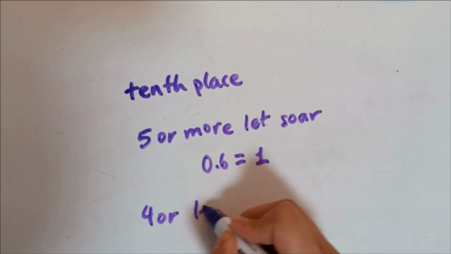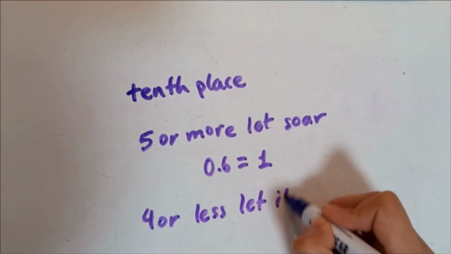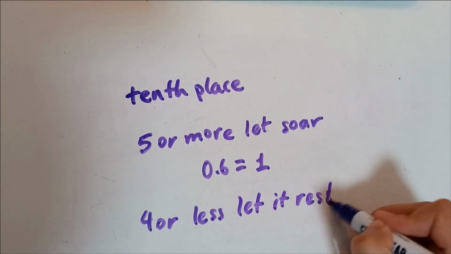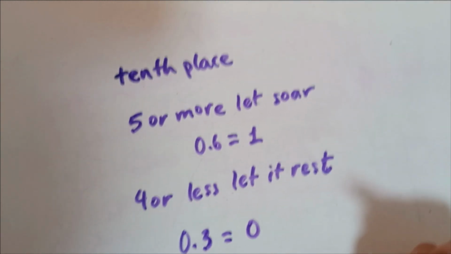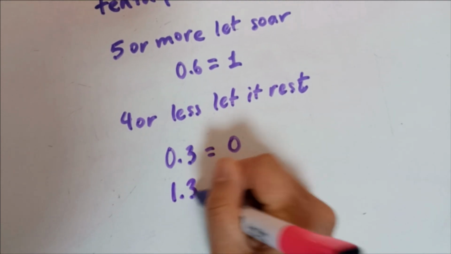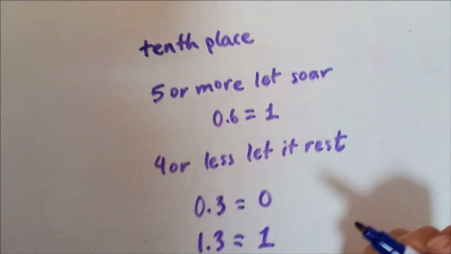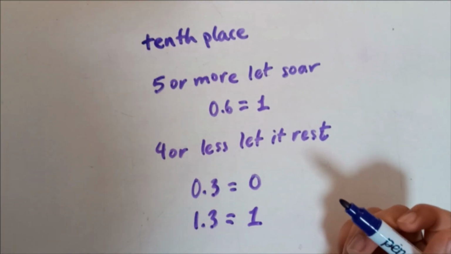4 or less, let it rest. So 4 or less, you make it less than. So if it's like 0.3, that would be 0, right? They usually won't do that. They'll do like 1.3. So then you just do 1. Okay? So those are the rounding rules.